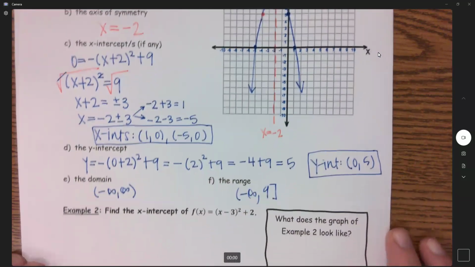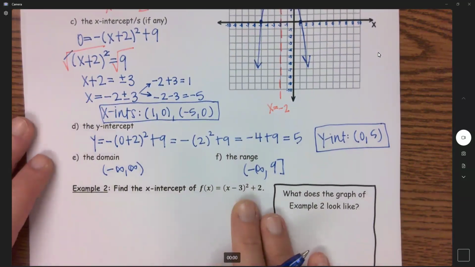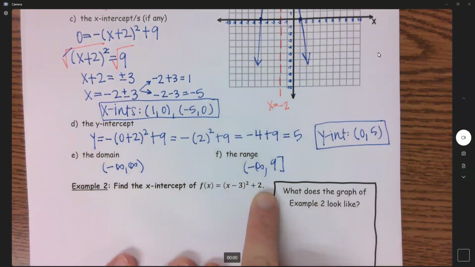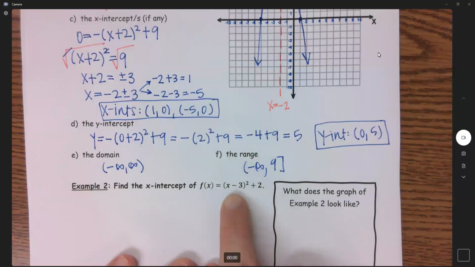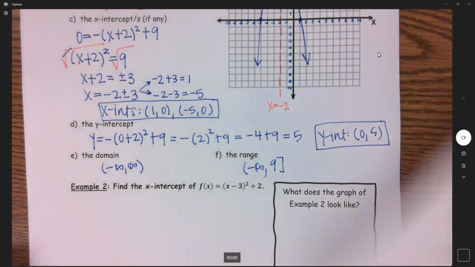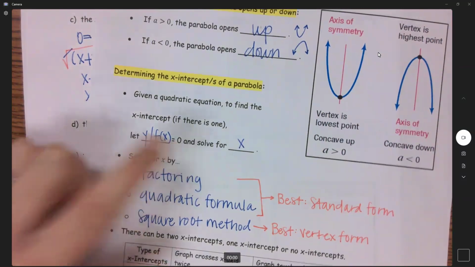Now, example 2 is kind of just a bonus. And all we need to do here is find the x-intercept of this equation here. So I can see it is in vertex form. If I needed the vertex, that would be -3, 2, inside opposite, outside same. So this would change to a positive 3 and then comma 2. But I just need my x-intercept. So to find that x-intercept, we're going to let y, or f of x, equal 0 and solve for x.